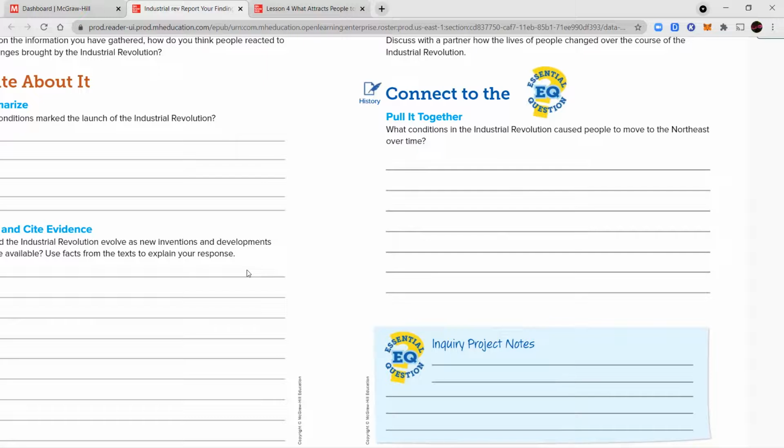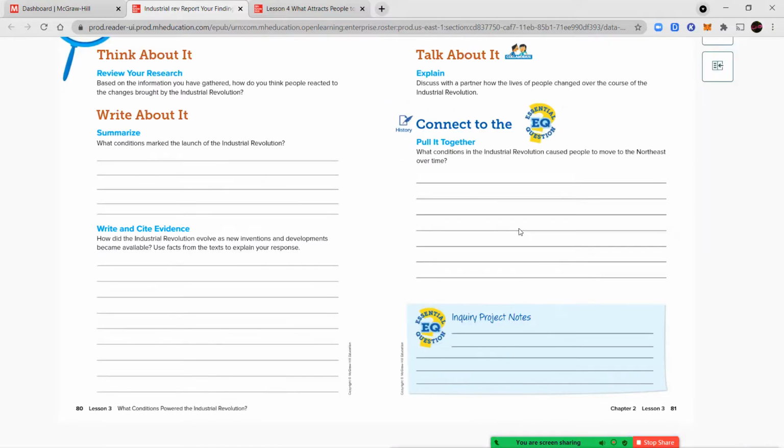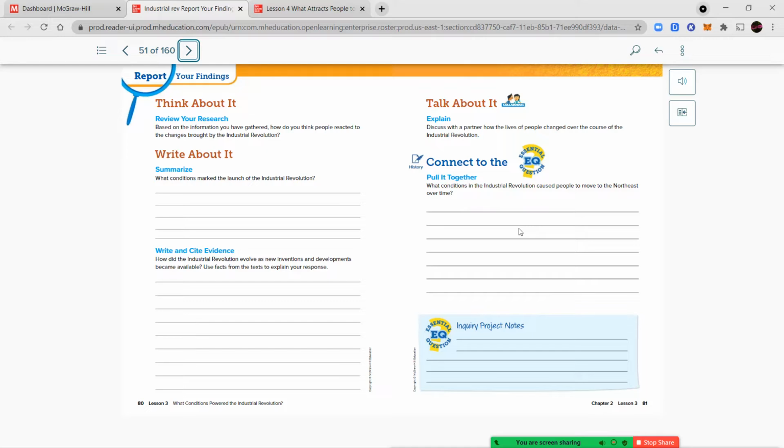And for the pull it together section, under where it says connect to the essential question: what conditions in the Industrial Revolution caused people to move to the Northeast over time? Think about why people would move there. Think about the jobs. Think about the railroads being built, about shipping costs, about city growth. All of those are different things you can pick from to answer this question.